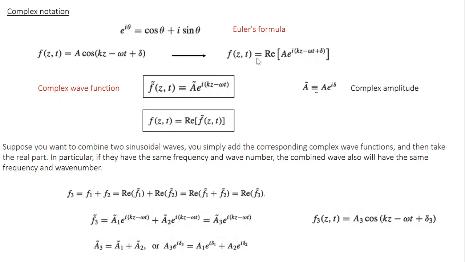So instead of writing like this, I can also take a complex wave function. This is the symbol for the complex notation. So the complex function f tilde of z, t equals A tilde e to the power i(kz minus omega t), where A tilde is A e to the power i delta. This is the complex amplitude. As always, the wave function is the real part of the complex function. So you can write the real function f of z, t equal to the real part of the complex f tilde of z, t.